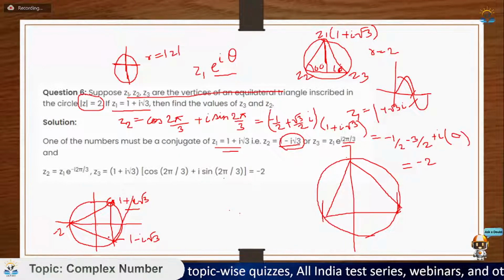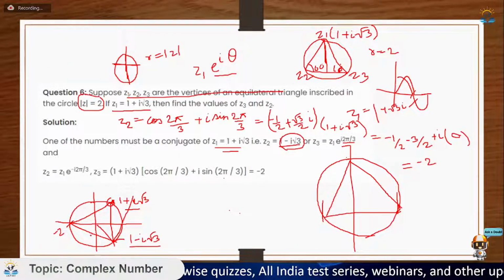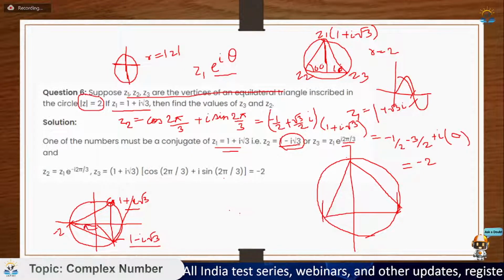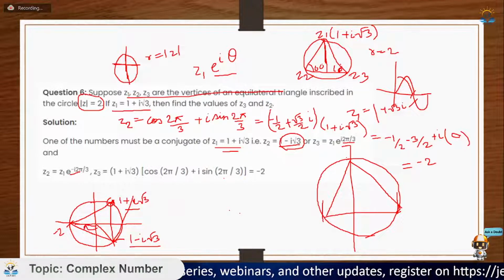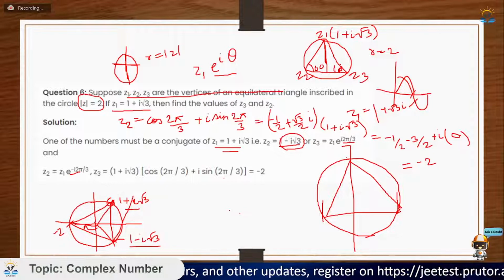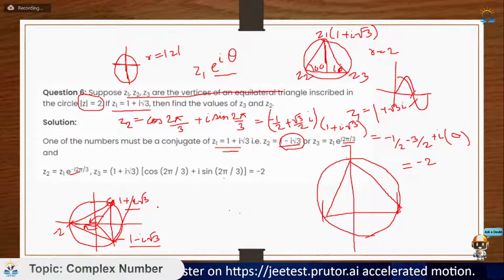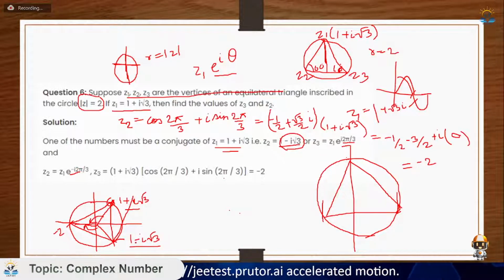In which case will we take minus? If I am taking this one initially, then I am basically turning in the clockwise direction. So when I turn clockwise, I take the negative sign, and when I turn anti-clockwise, I take the positive sign. From this 1 plus iota root 3, if I need to go to minus 2, I need to turn anti-clockwise. So minus 2 is either equal to 1 plus iota root 3 into e power iota 2 pi by 3, or 1 minus iota root 3 into e power minus iota 2 pi by 3.